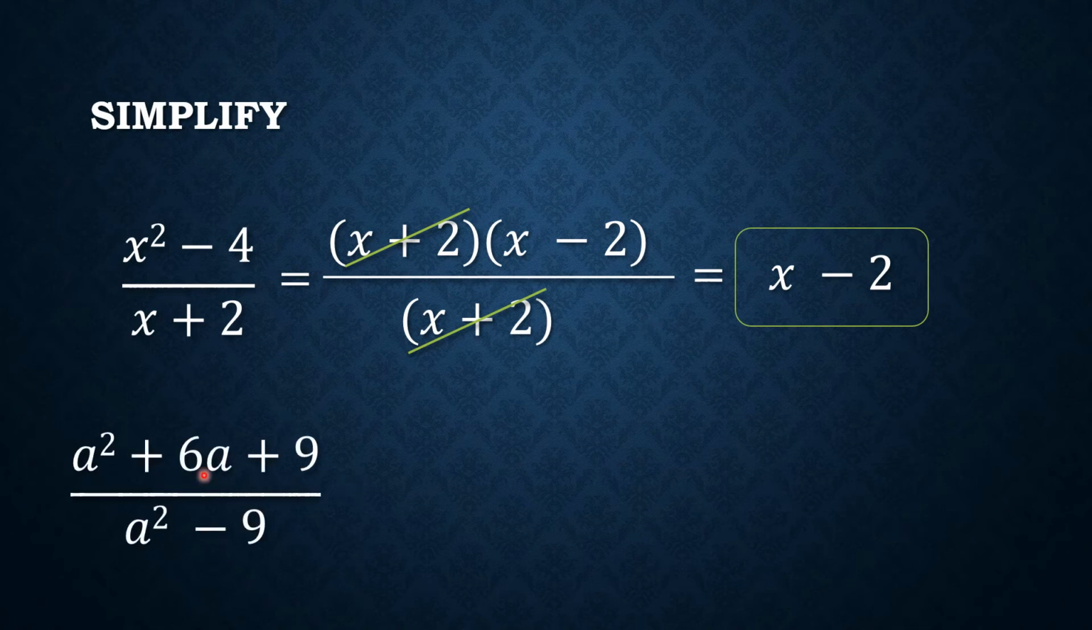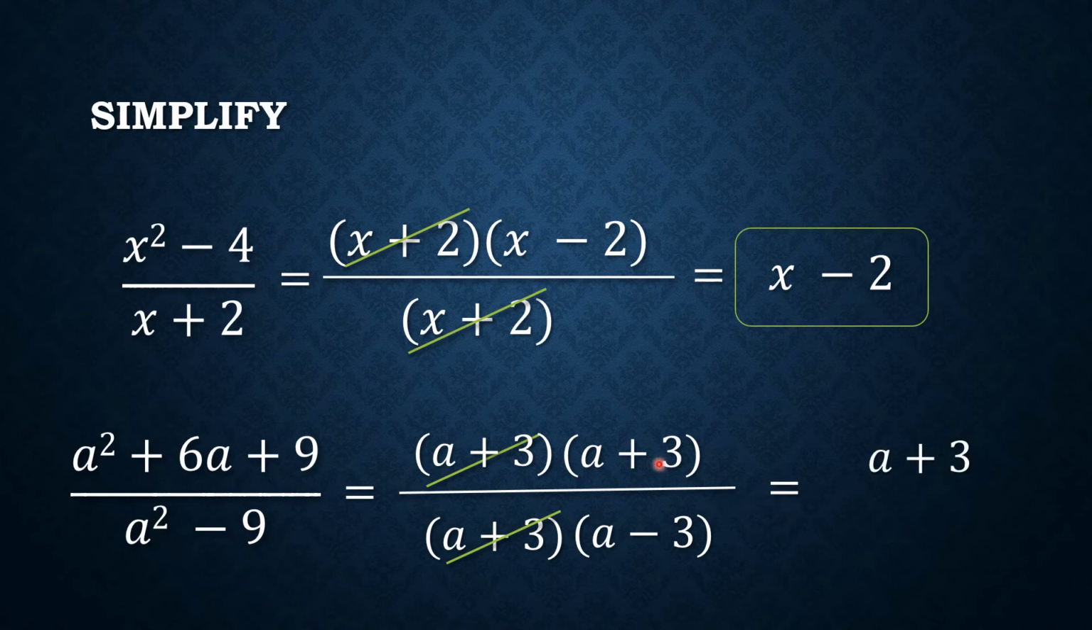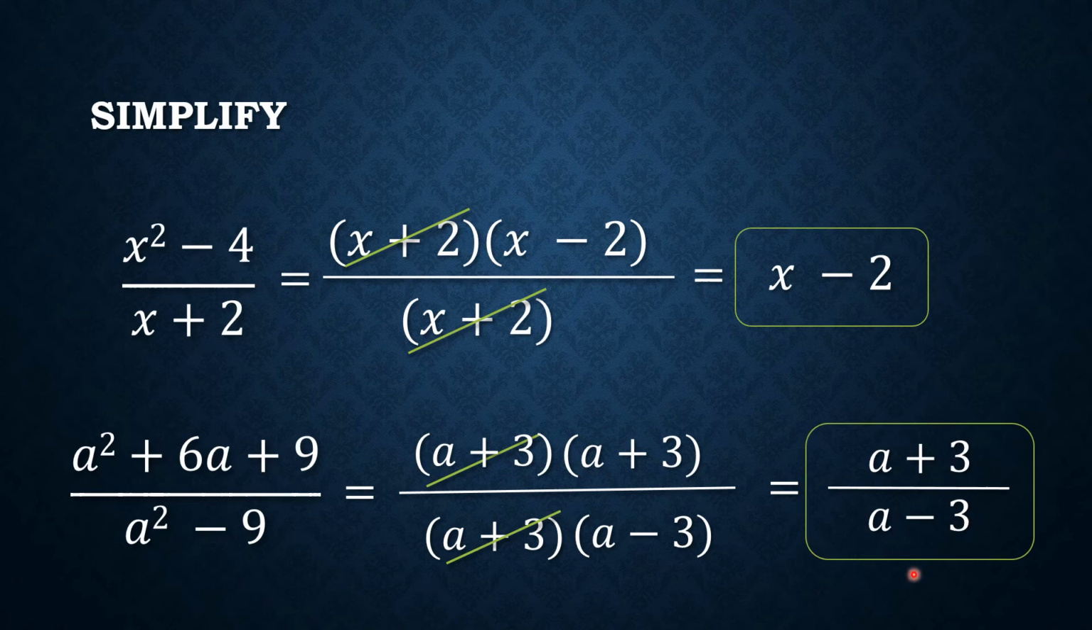For the next example, notice that a squared plus 6a plus 9 is a perfect square trinomial. So we can factor this as a plus 3 and a plus 3. The denominator is a difference of two squares, so we can factor this as a plus 3 and a minus 3. Next is to look for the common factors that we can cancel. A plus 3 and a plus 3. And that gives us the answer a plus 3 all over a minus 3.